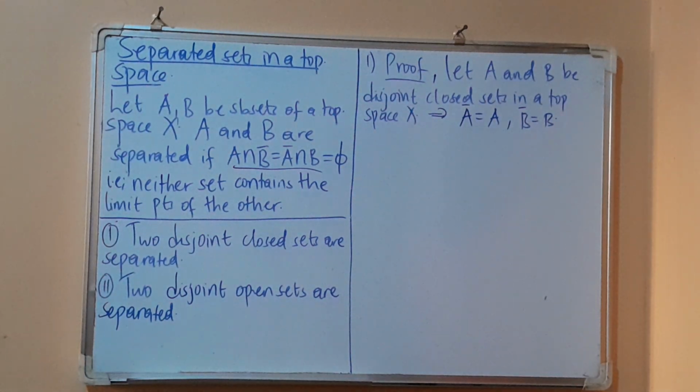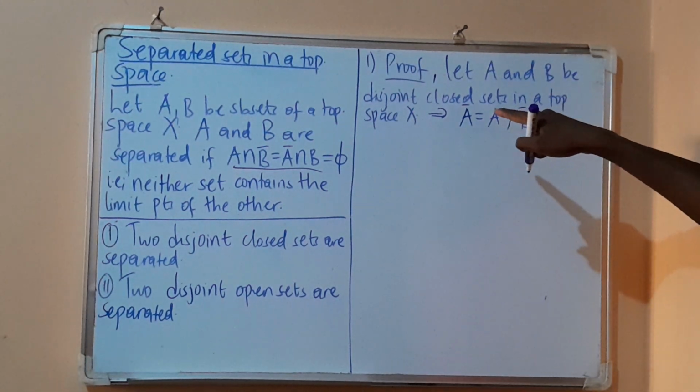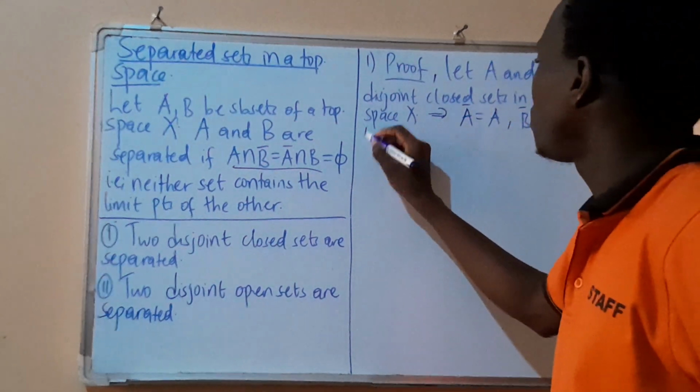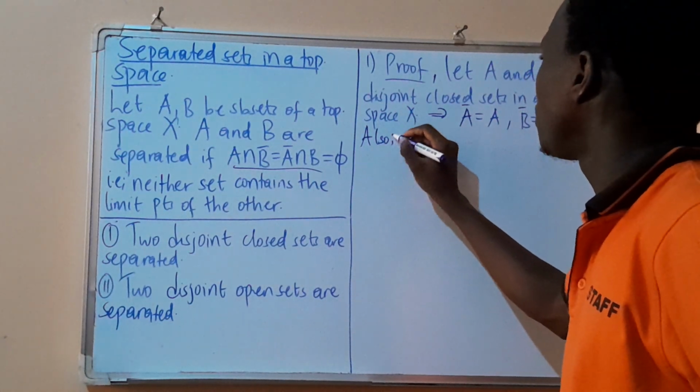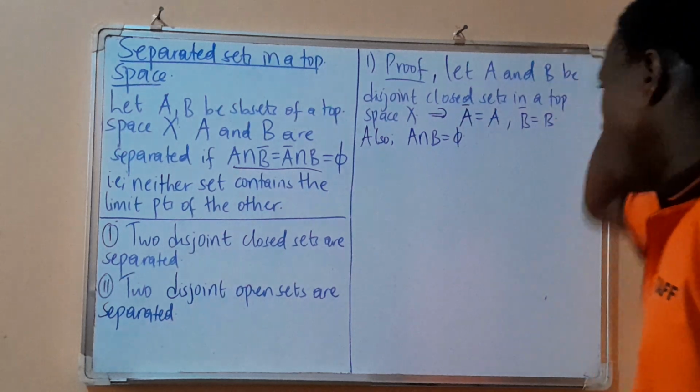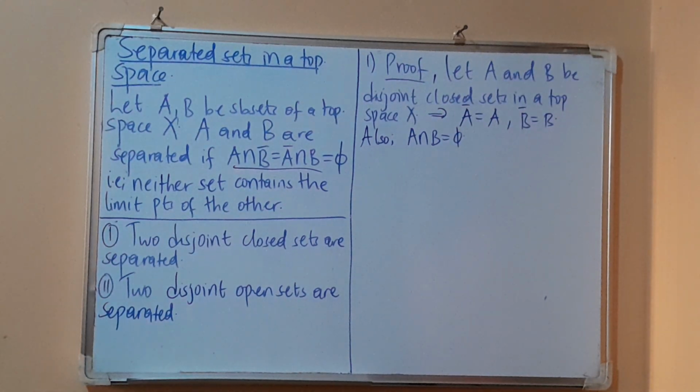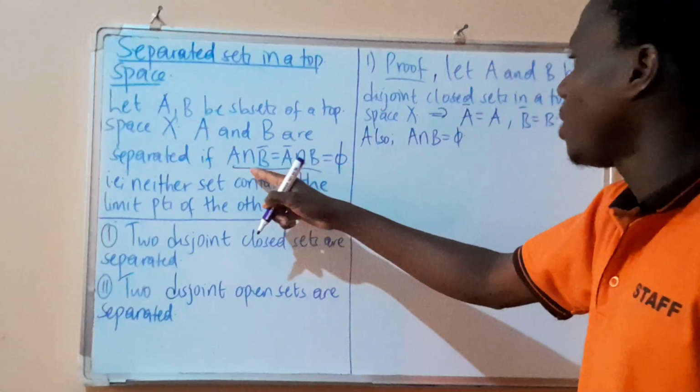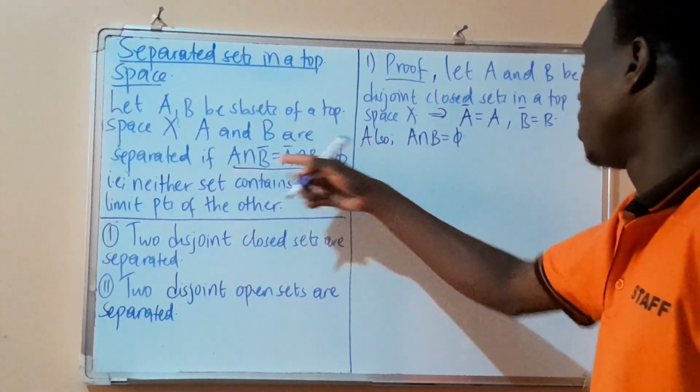Now we want to show that those two sets, A and B, are actually separated. A and B are disjoint, so A intersection B is an empty set. If we want to show that they are separated, then we show that they satisfy this definition.